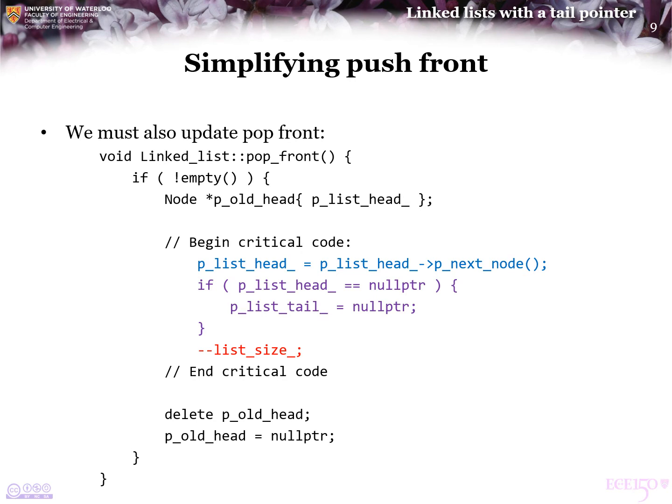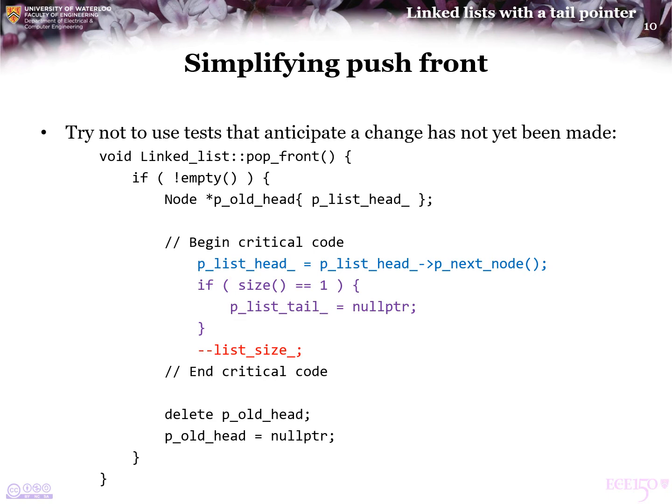Well, we know that the node that is being popped is the last node if list head is now assigned null pointer. So if list head is assigned null pointer after updating it, then we have to also set list tail to be the null pointer. We then decrement the list size and delete the old list head.